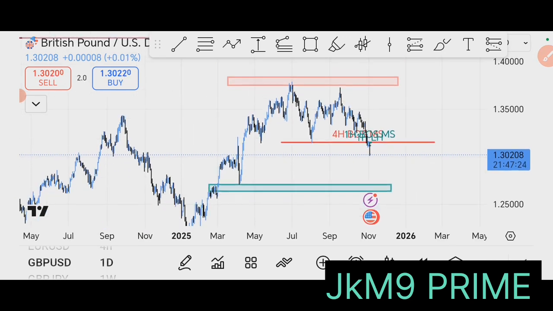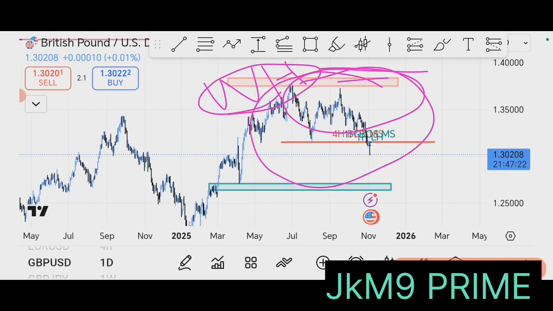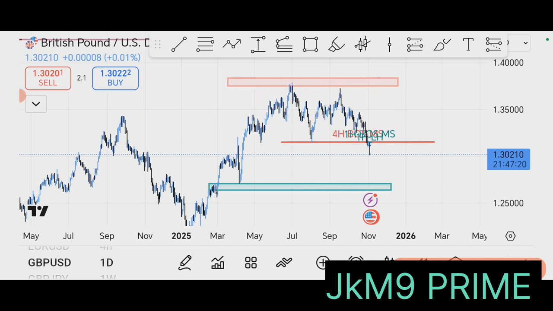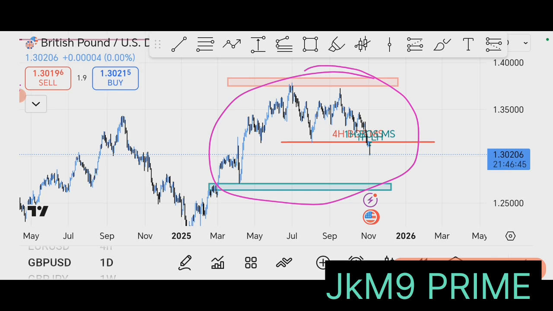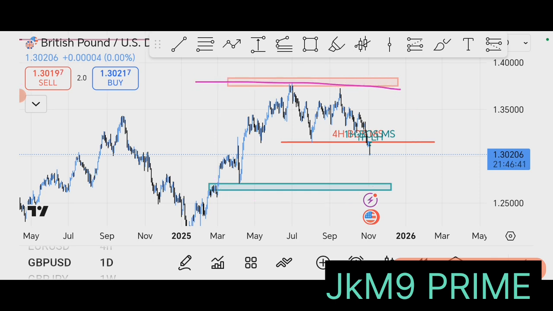We already marked the supply zone and demand zone. In between we check and find whether there is any possible entry, finding any pattern, what we are going to check. Okay, now price is trading around 50% of the zone. This is the 100%, this is the 50%, this is the 0.